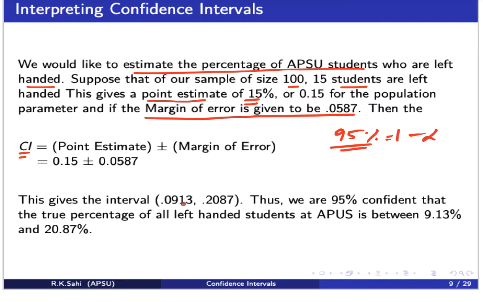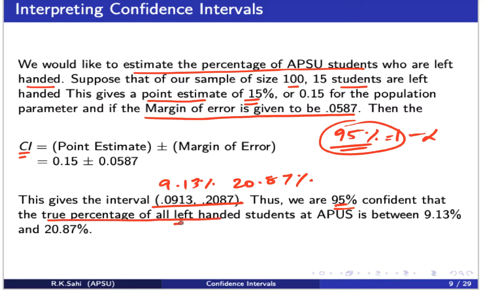So what is this going to give us as the interval? The interval is 9.13% and 20.87%. So with this confidence level, we say we are 95% confident that the true percentage of all left-handed students at APSC is between 9.13% and 20.87%.